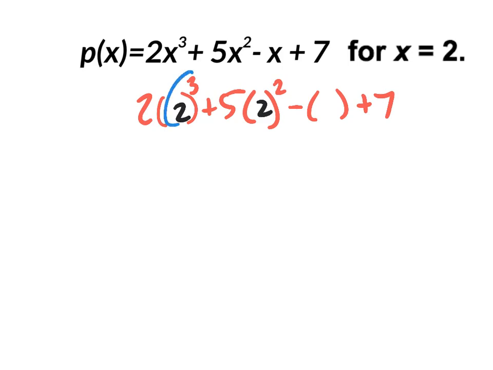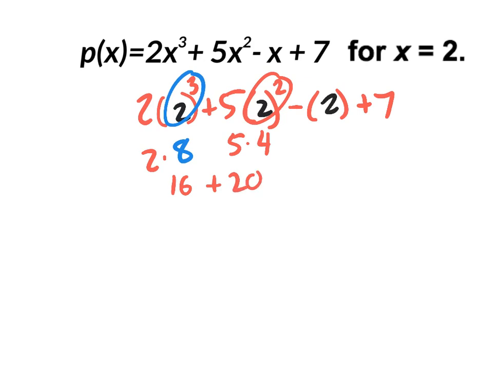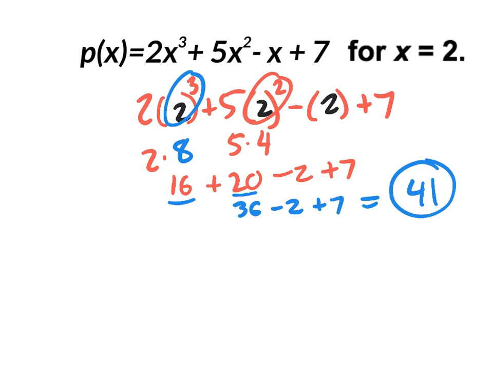Let's do some math. What's 2 to the third? 8. What's 8 times 2? 16. What's 2 squared? 4. And what's 5 times 4? 20. Positive 20. I forgot to put the 2 right here. I'm sorry. And then we have a minus 2 plus 7. What's 16 plus 20? 36. Minus 2 is 34. Plus 7. 34 plus 7? 41. Ladies and gentlemen, that's the answer, right?